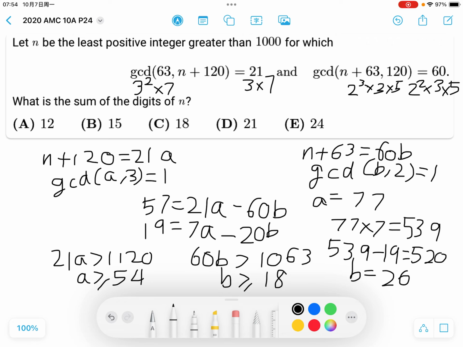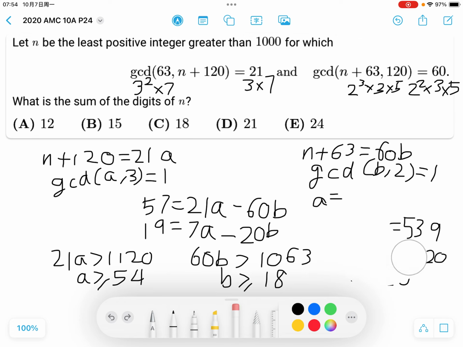Now, does this work? Let's check. We know that the GCD of B and 2 must be 1, so B must not be a multiple of 2. But 26 is a multiple of 2, so this does not work. So, sad. Let's just continue. What about 87? Well, the GCD of A and 3 must be 1, but 87 is a multiple of 3, so this does not work.